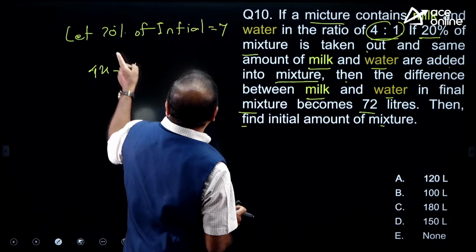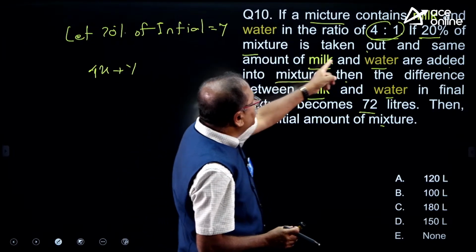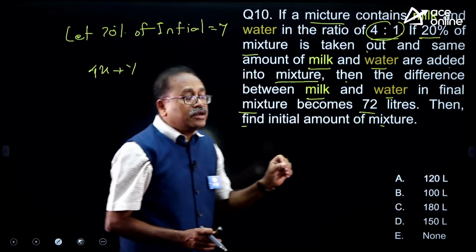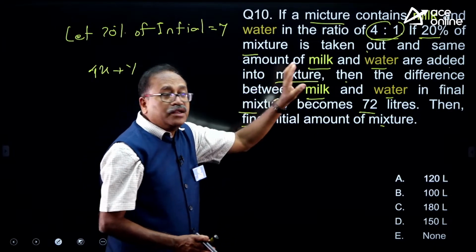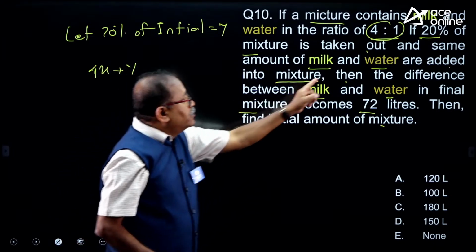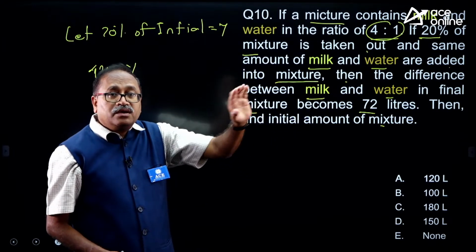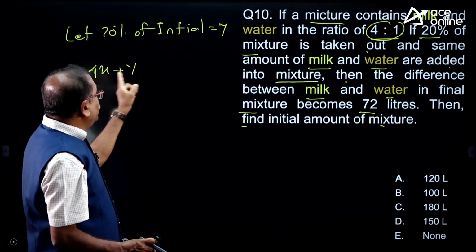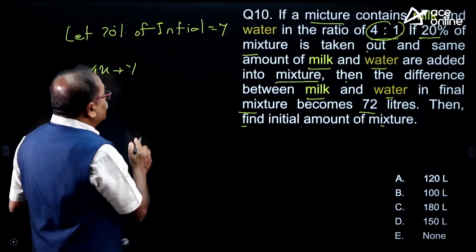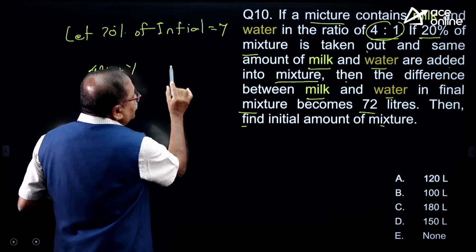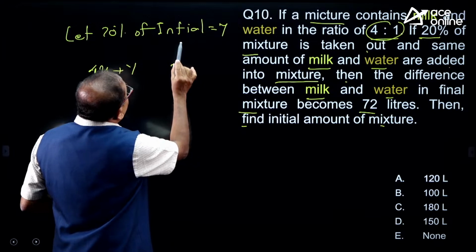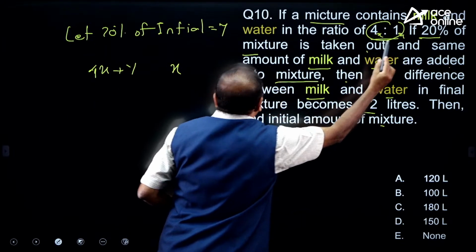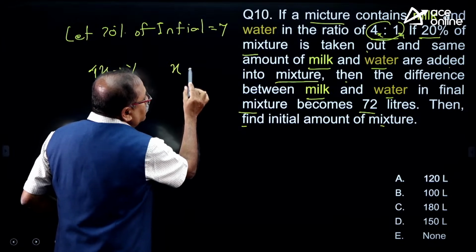20% of the mixture is taken out and the same amount of milk and water is added. In milk you are adding y, in water also you are adding y. So here the milk is 4x plus y and the water is x plus y, because the ratio is 4:1.